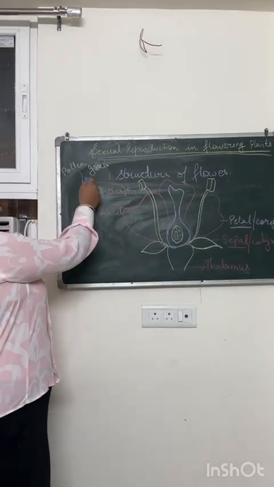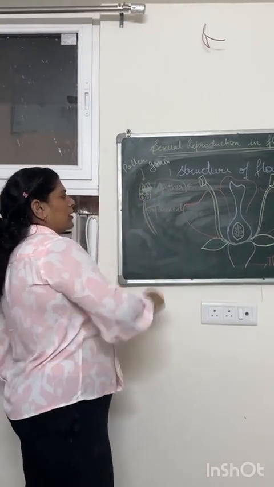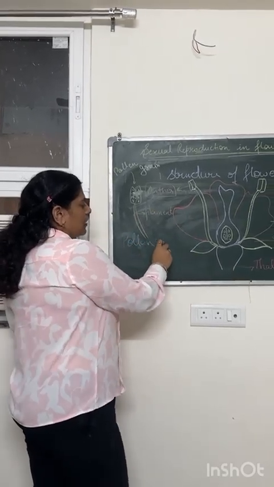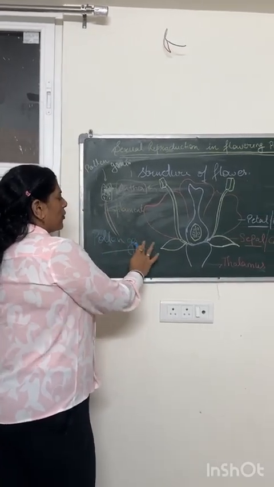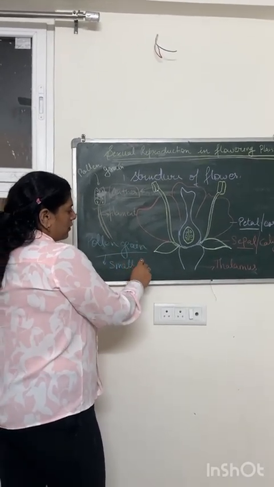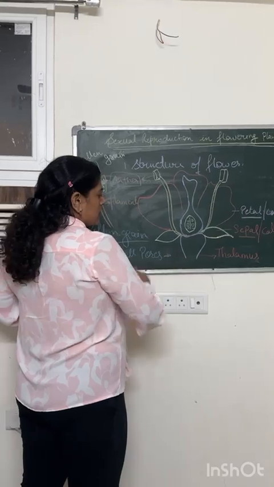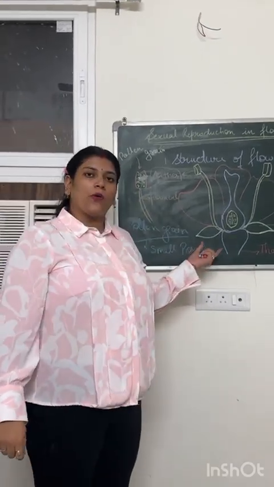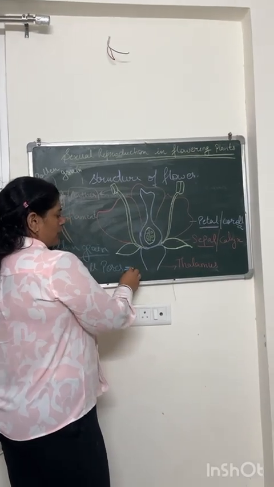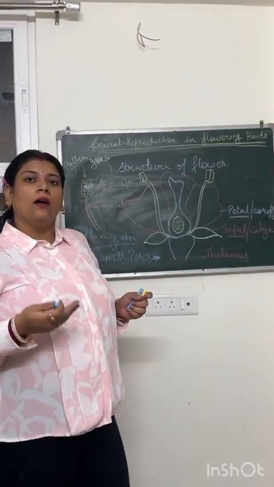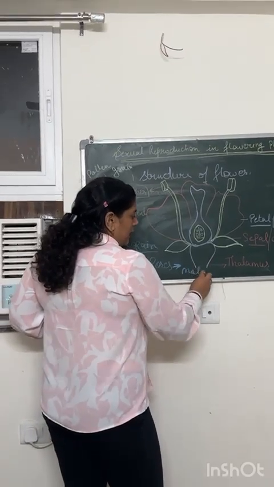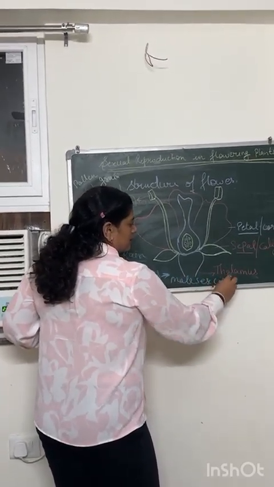So as I have told you, anther consists of pollen grains. So here a new word came, pollen grains. So what is a pollen grain? Pollen grains are nothing but small pores present inside the anther, which are going to fuse, or you can say take part in the next step, which is fertilization. And we can also say that these are the main sex cells.